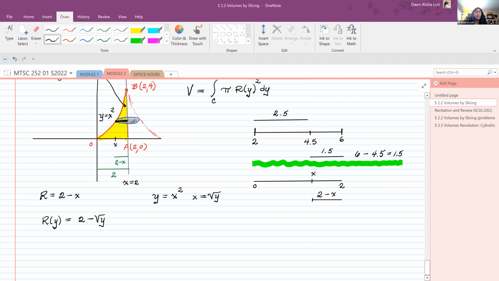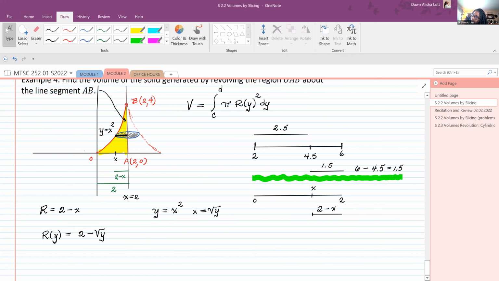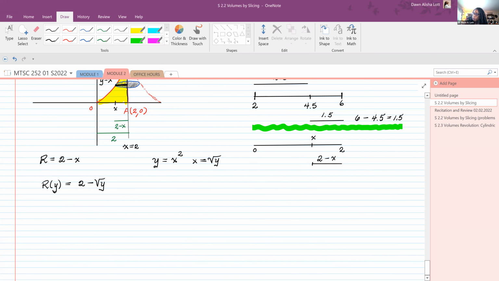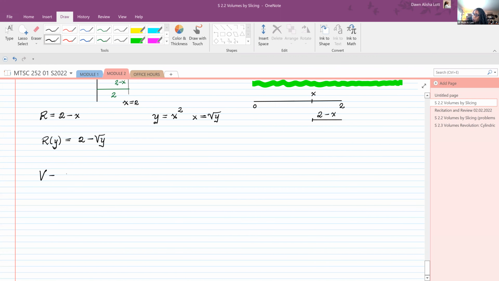All right, now y starts at 0. So I see y starts down here at 0, and y goes all the way up to 4, because this is where y is equal to 4. Okay, so now I have my integral. My volume is the integral from 0 to 4 of pi times 2 minus the square root of y, squared, dy.